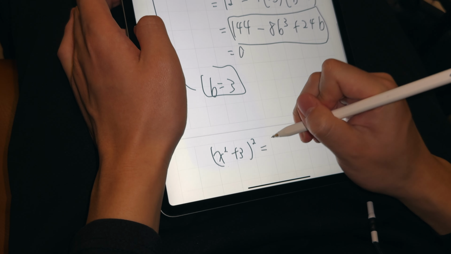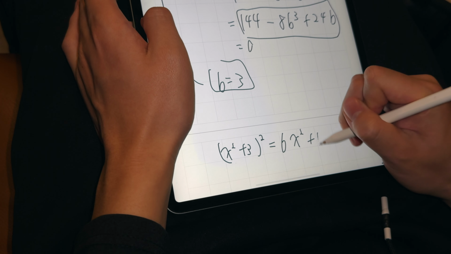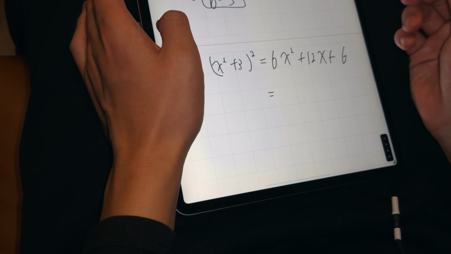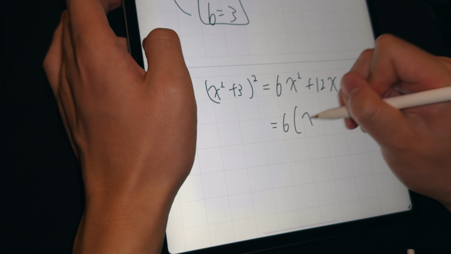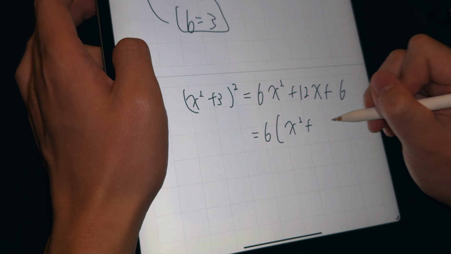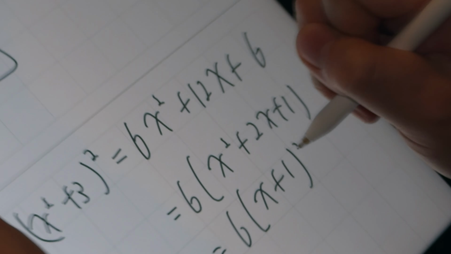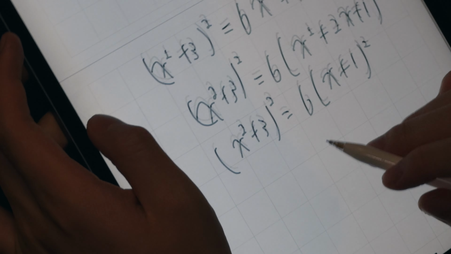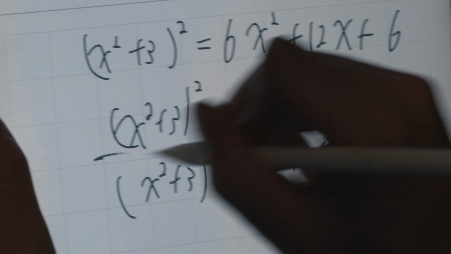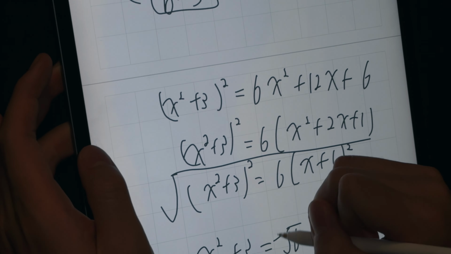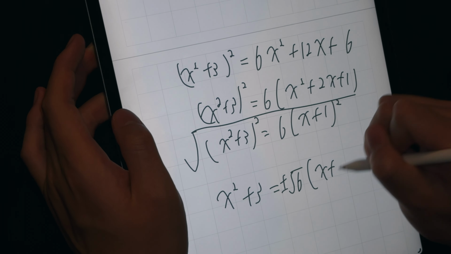is equal to, with b equal to 3, 6x squared plus 12x plus 9 minus 3, which is 6. And look, we can factorize the right side as 6 times (x squared plus 2x plus 1), which is a complete square. We move these down, and this is another important step, which is to take the square root on both sides: x squared plus 3 is equal to plus or minus square root of 6 times (x plus 1).